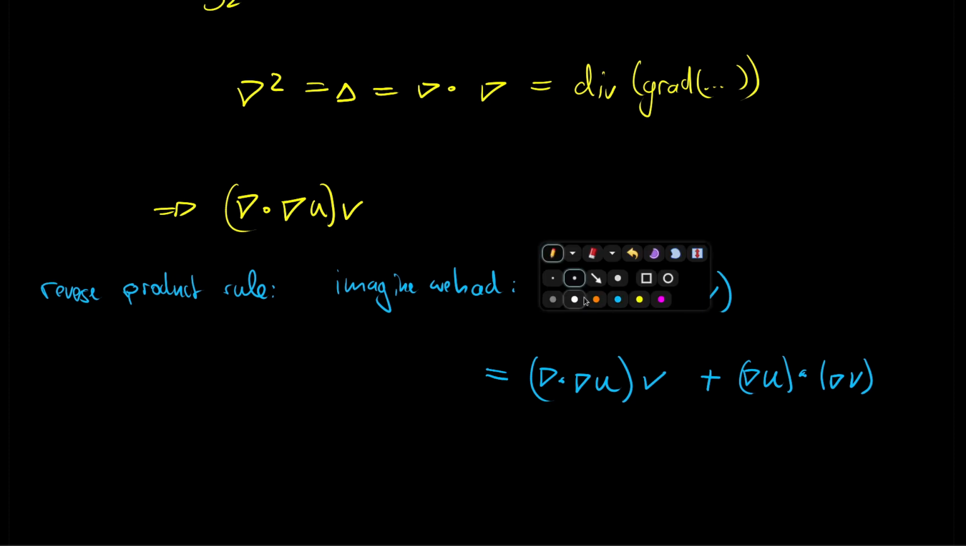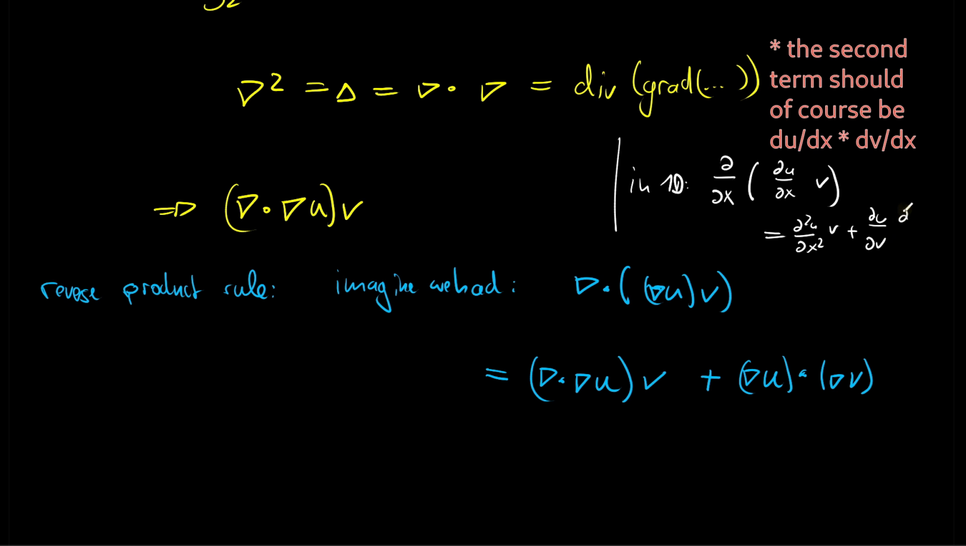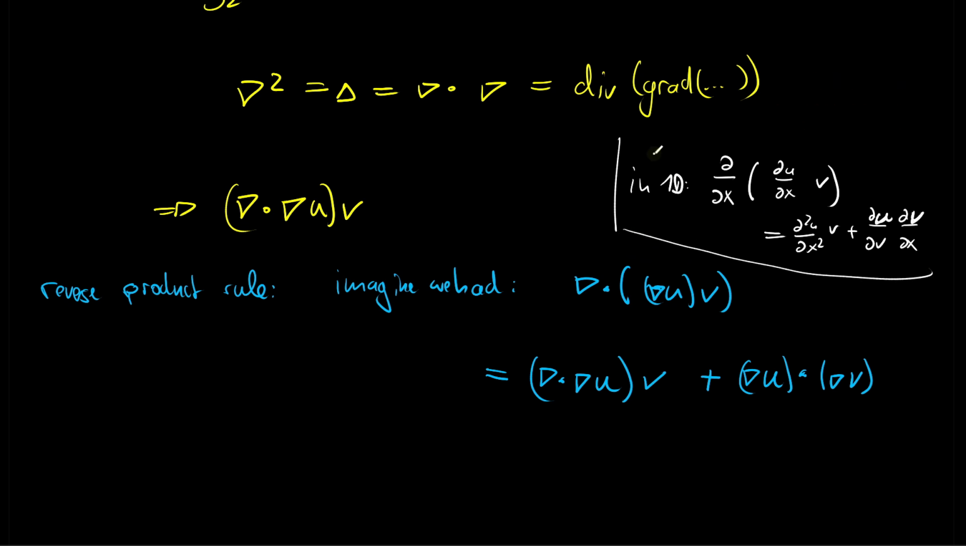So maybe to give you an example in 1D, so in one dimension, you might have d by dx applied to du by dx multiplied with v. And then you would get, well, first, the second derivative of u with respect to x times v plus du by dx times dv by dx. So, sorry, my v and my u are hard to distinguish. I hope this was not confusing. So again, this is just a multivariate analogy of that.